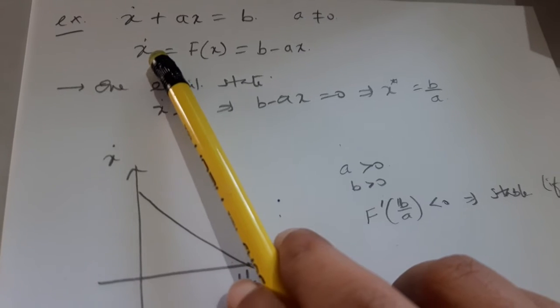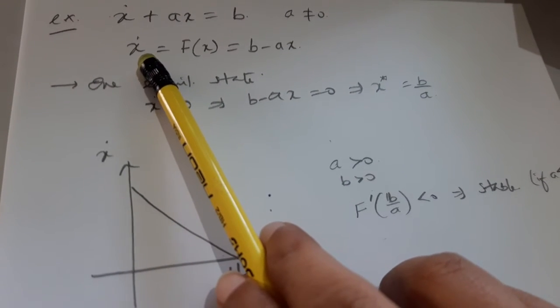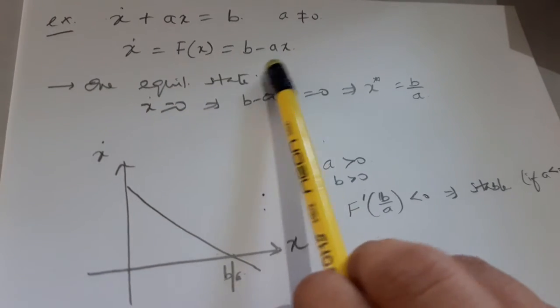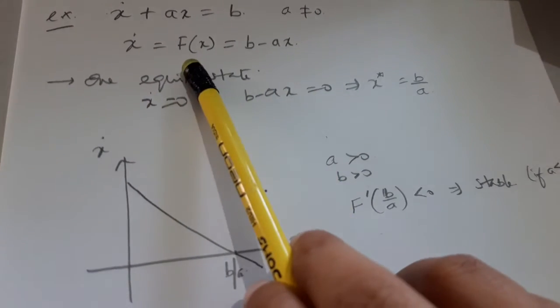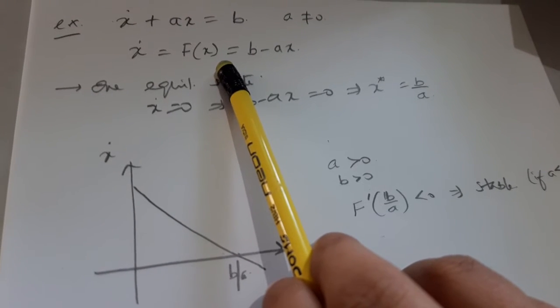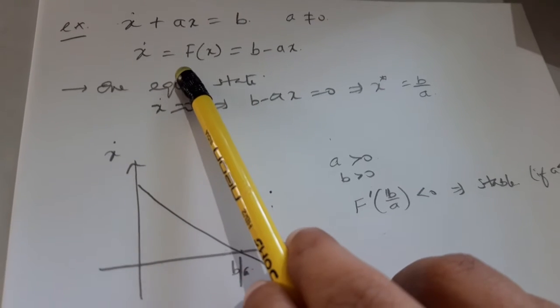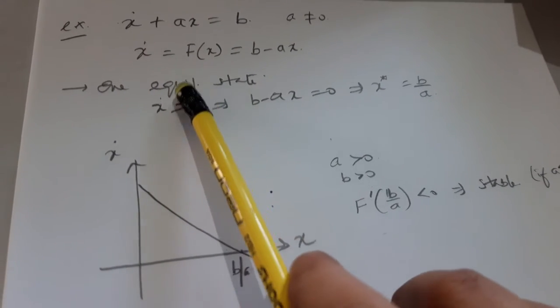So here you can see that this is a clear case of an autonomous equation, because x dot, which is nothing but b minus a times x, is totally only a function of x. Time does not figure here. So this is an autonomous equation, and our analysis relating to stability can now figure in.